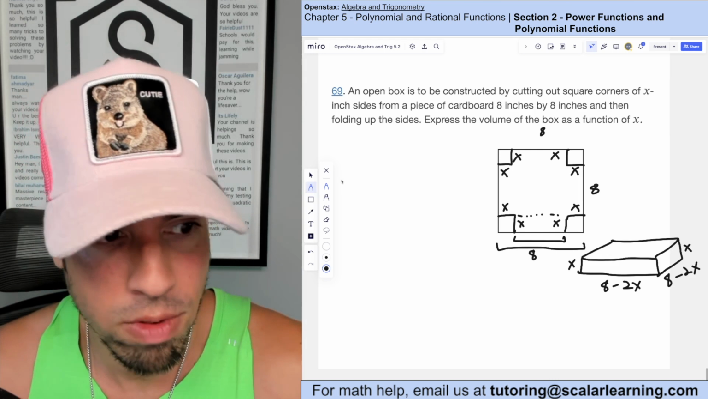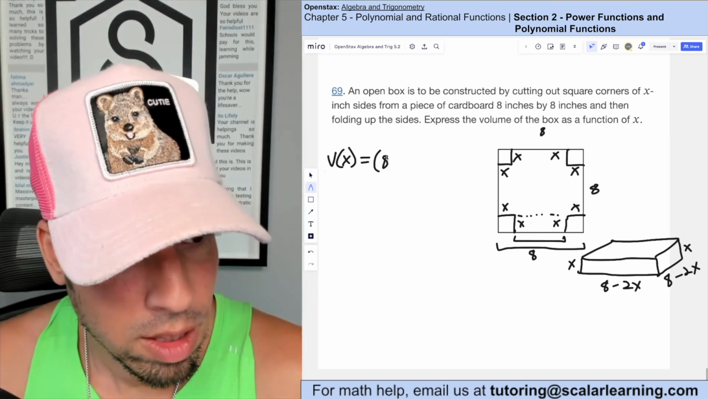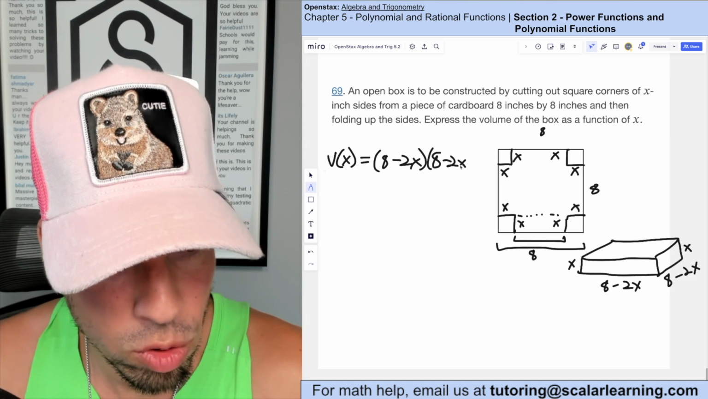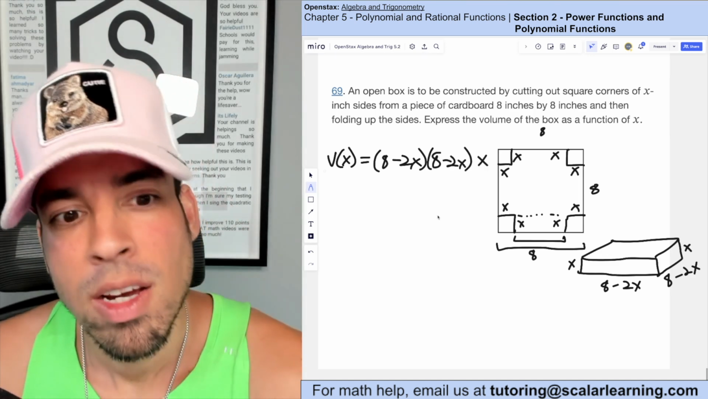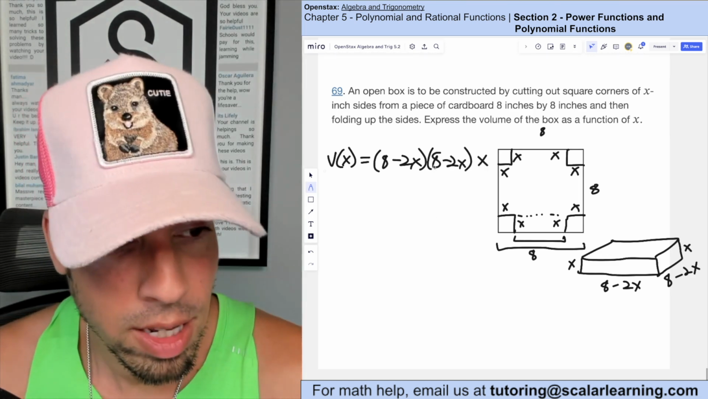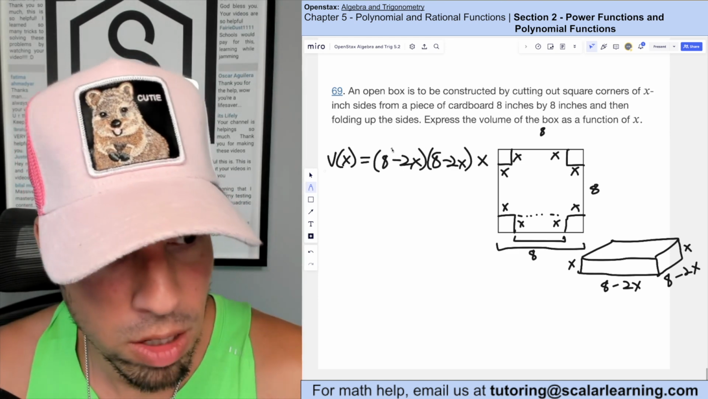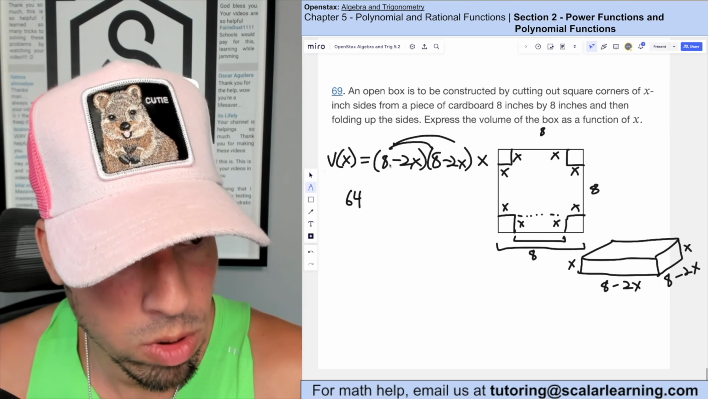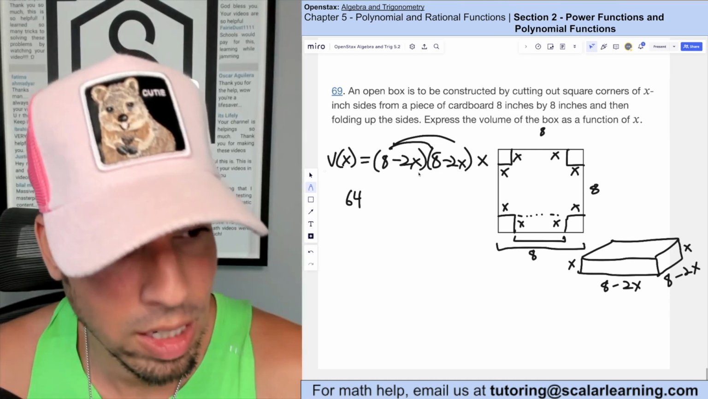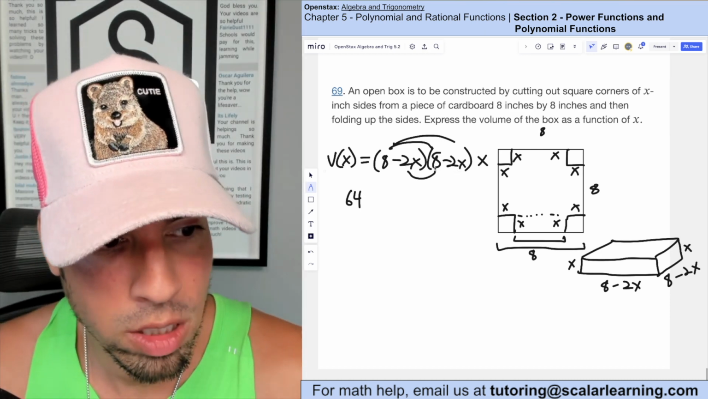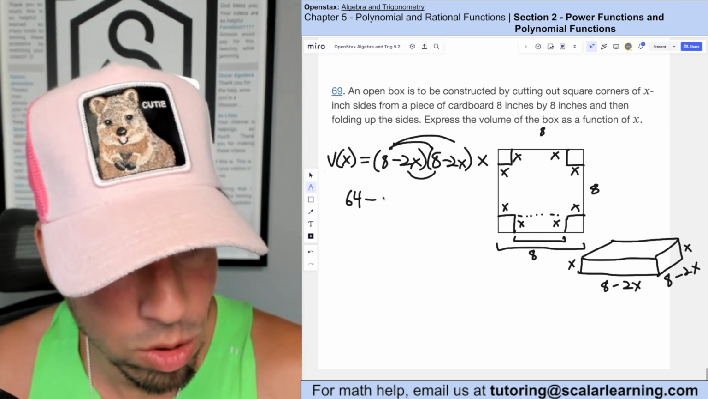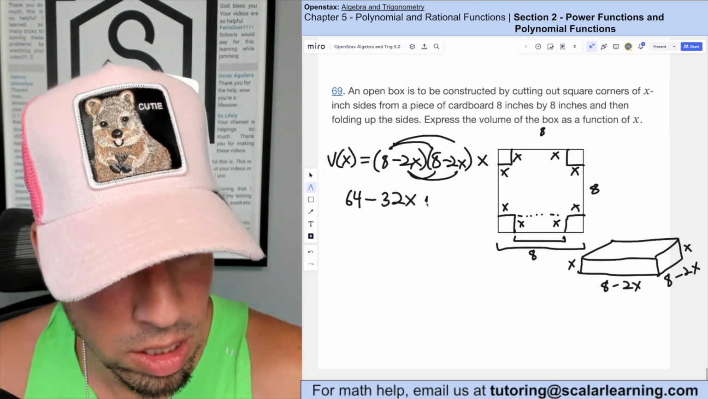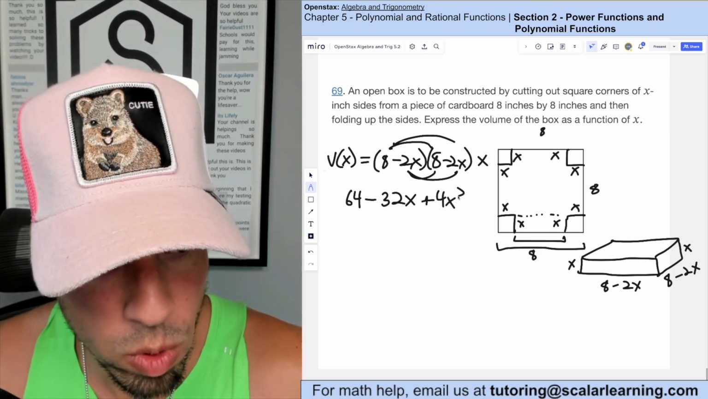We can express this volume as follows. So it's length, which is 8 minus 2x, times width, which is 8 minus 2x, and then times the height, which is x. And then if we want to put this in that nice simple format of a polynomial, we're going to FOIL. So first we have 8 times 8, which is 64. Then we have 8 times negative 2x, which is negative 16x. And then negative 2x times 8 is again negative 16x, which is negative 32x. And then negative 2x times negative 2x is positive 4x squared.